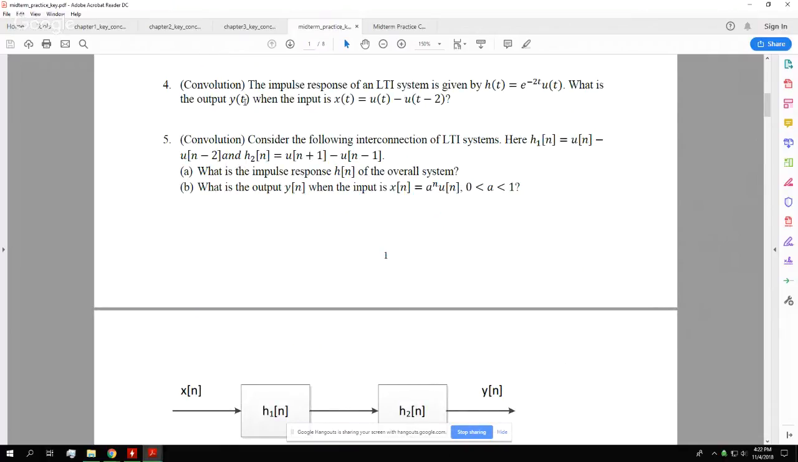Convolution, problem 4. The question asks us: the impulse response of an LTI system is given by a system response h of t equals e to the negative 2t times the unit step function. What is the output y of t when the input is x of t equals u of t minus u of t minus 2? In other words, this is just a pulse, and we want to see what happens when it goes through this system.